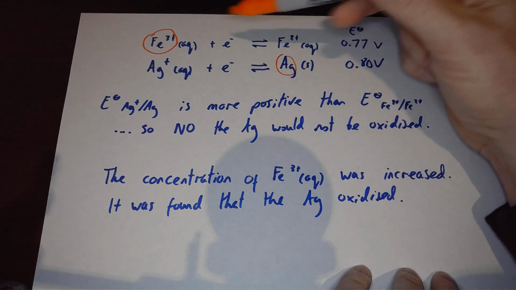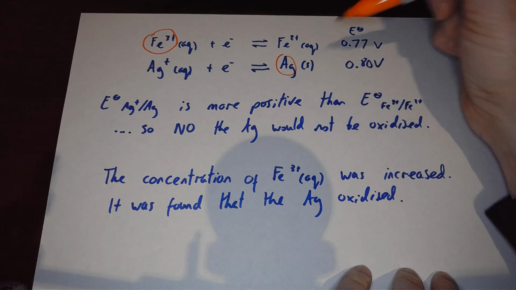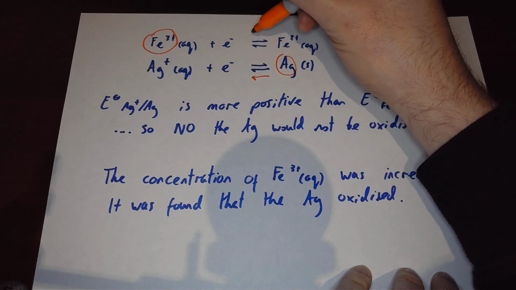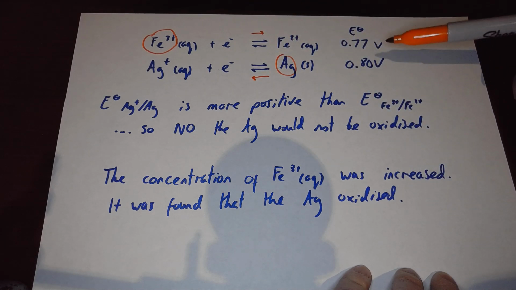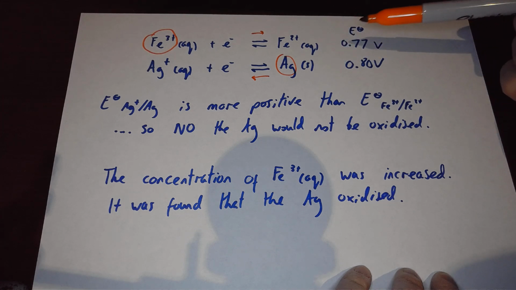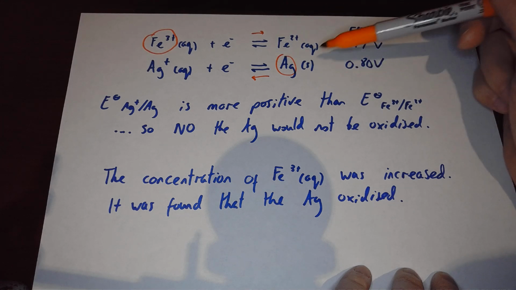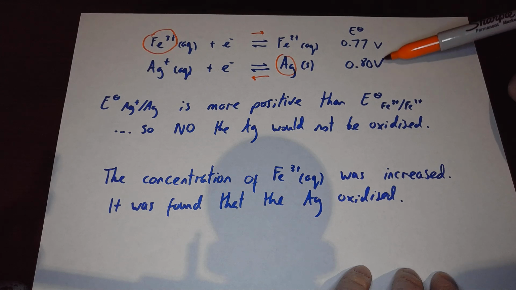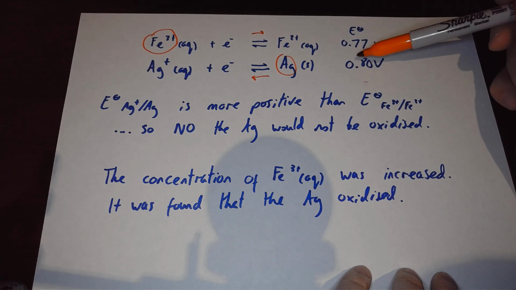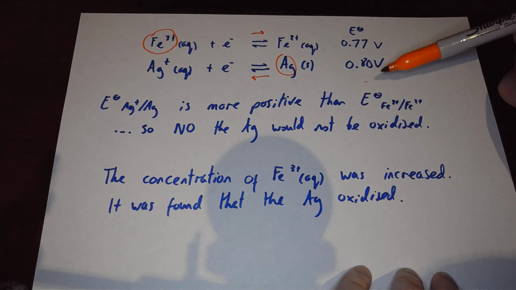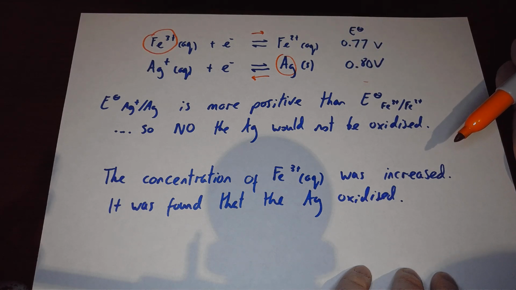For Fe3+ and Ag to react, we want this one to go this way and this one to go this way. And that won't occur under standard conditions, as you can see. This is more positive than this one. This one would actually go forward, this one would go backwards, not the other way.